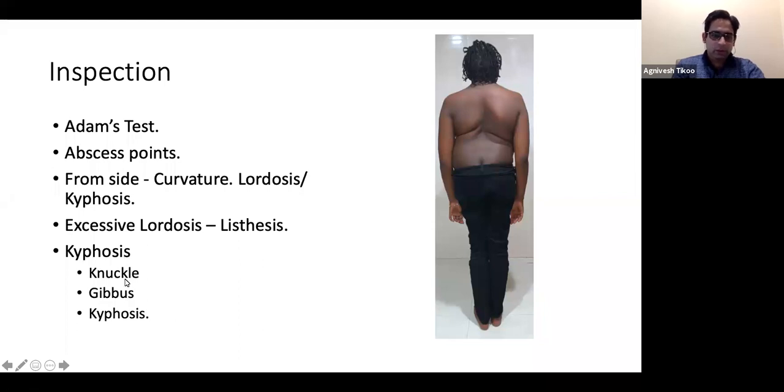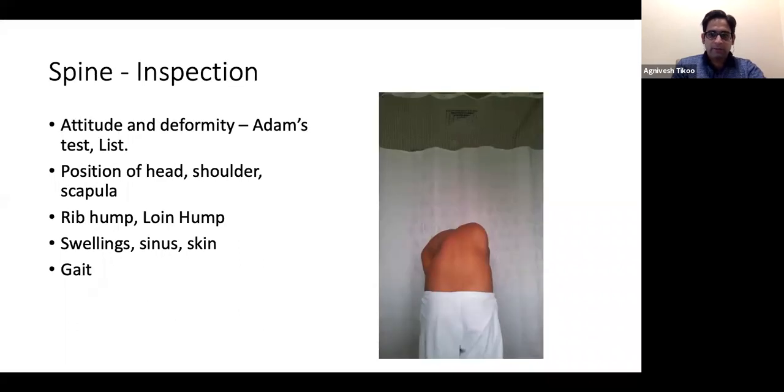Kyphosis is categorized into three types. One is called a knuckle, one is called a gibbous, and one is called otherwise kyphosis. So the knuckle means that there is only one vertebra which forms the apex of the curve. This happens usually in, say, a TB or a fracture. Then there is a gibbous where 2-3 vertebra are involved. So you get a slightly curved, sort of very angular, but you can palpate 2-3 spinous processes in between. And third is a kyphosis, when there is a gross deformation. It can be a round kyphosis like you have in a Scheuermann's or in an osteoporotic, or you can even have a severe angular kyphosis which can be seen.